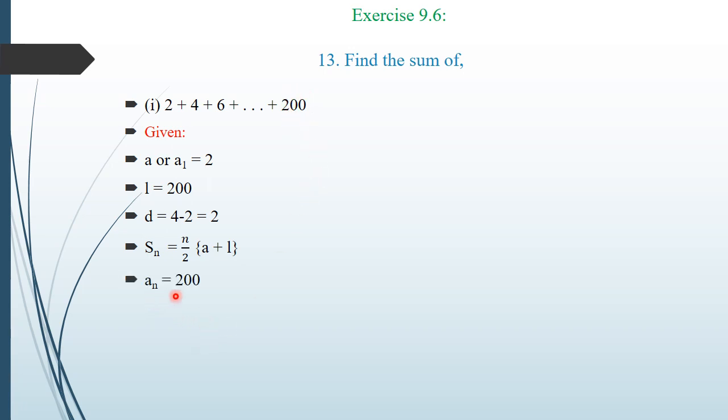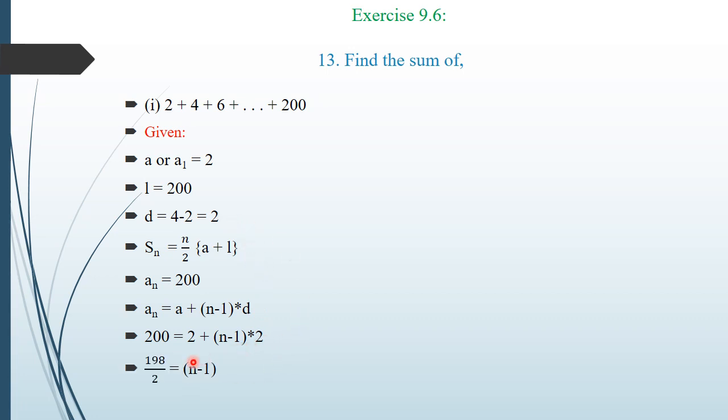For that, an is equal to 200 now, and applying this formula, that is an equal to a plus n minus 1 into d, we will substitute all the known value and we will calculate this n here. That is an is equal to 200, a is 2 plus n we need to calculate, I'll keep it as it is, minus 1 as it is, into d. In place of d, we just calculated d to be equal to 2 here.